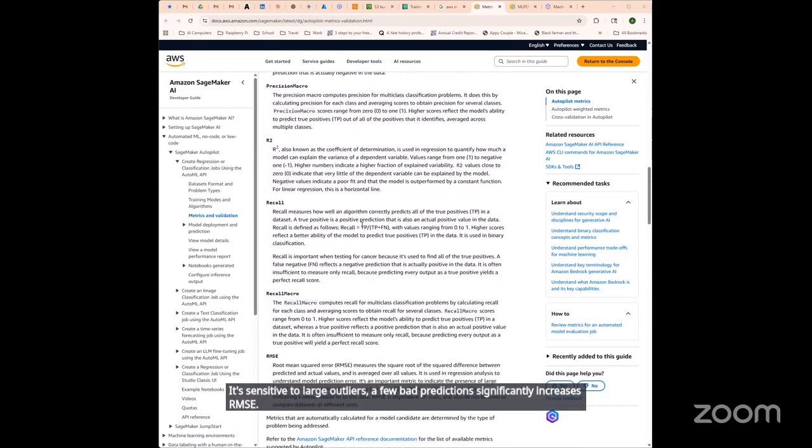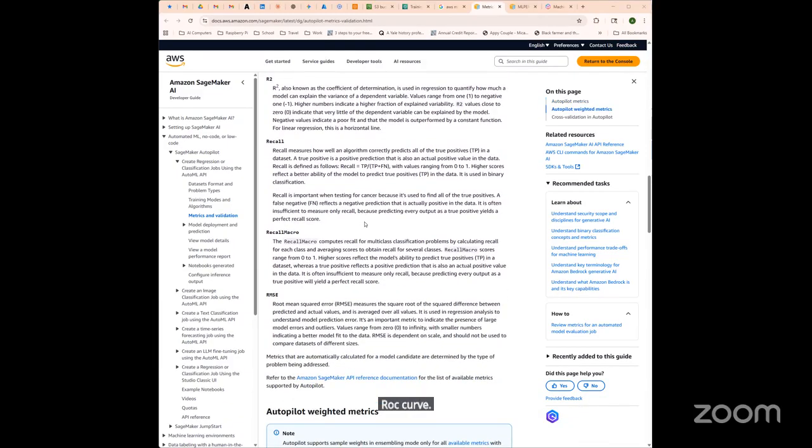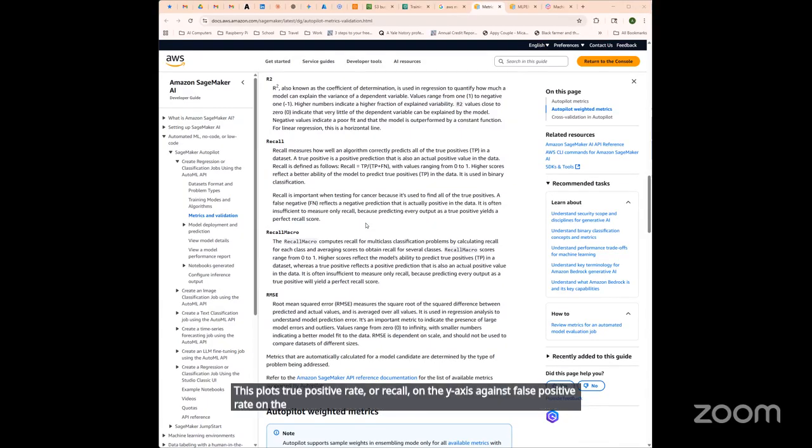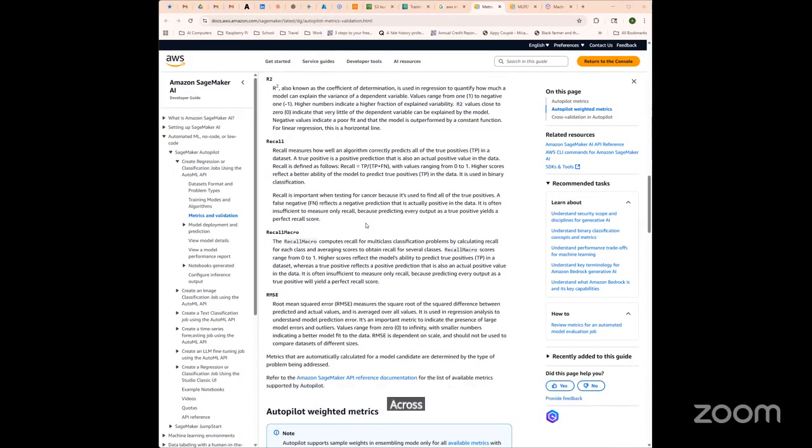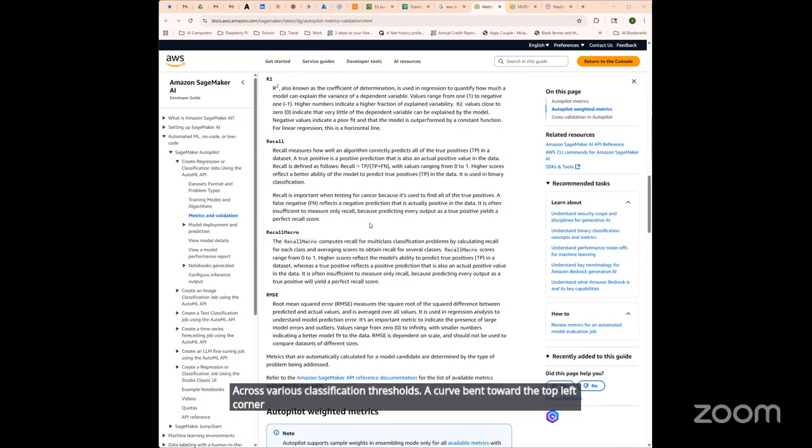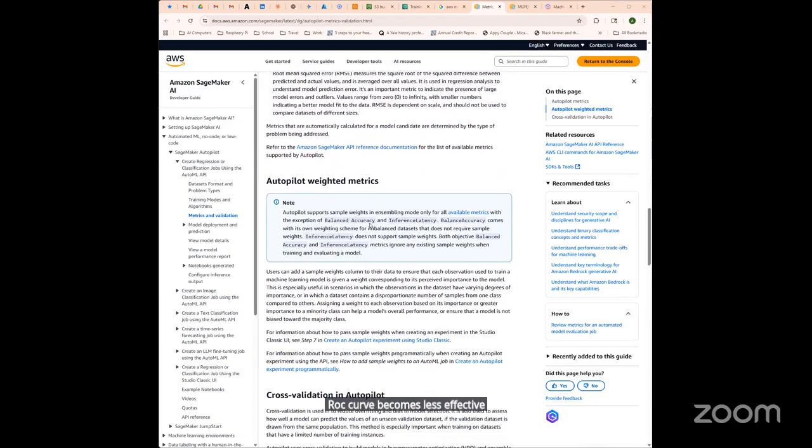ROC curve. So this is the receiver operating characteristic. This plots true positive rate or recall on the y-axis against false positive rate on the x-axis across various classification thresholds. A curve bent toward the top left corner indicates strong classification performance. ROC curve becomes less effective on highly imbalanced data sets.